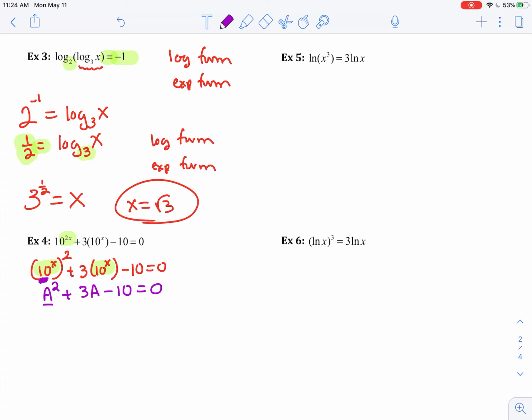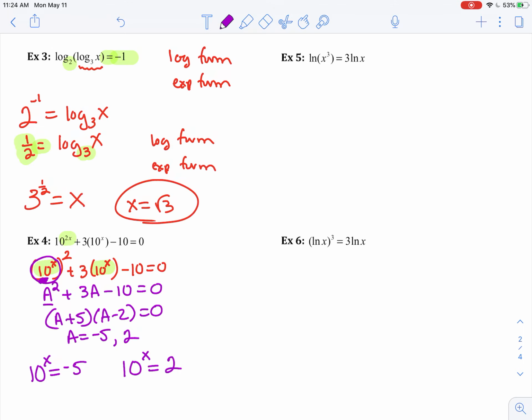And we know that a squared plus 3a minus 10 is a quick factor of a plus 5, a minus 2, zero product property giving us a equal to negative 5 and a positive 2. But it wasn't a, it was this 10 to the x quantity that we were solving for. So 10 to the x would be equal to negative 5, or 10 to the x would equal positive 2. And on this left side, we know that 10 to the x is never going to equal a negative 5. Remember, you have that horizontal asymptote at y equal to 0. So this one is not going to happen.